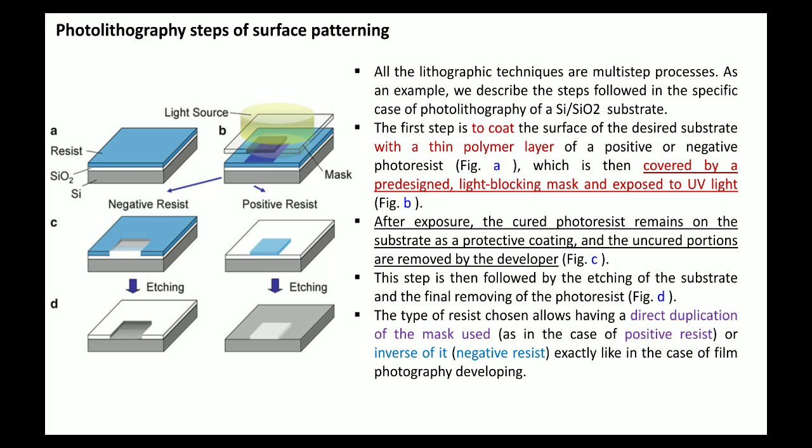After exposure the cured photoresist remains on the surface as a protective coating and the uncured portions are removed by the developer. So in figure C, you use developer and remove some part of the photoresist. In some regions there is photoresist present, in some regions photoresist is not present. It depends on which photoresist you are using, and after exposure of light, the pattern of the mask. So it depends upon the type of photoresist and the pattern of the mask.